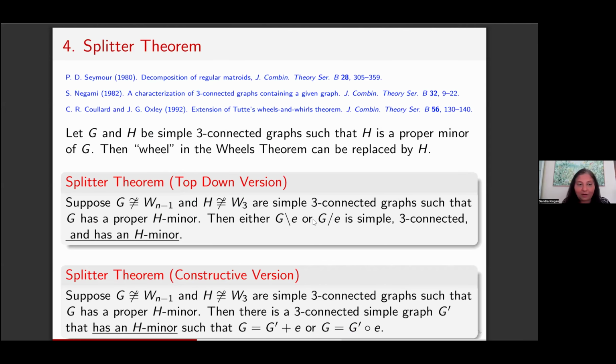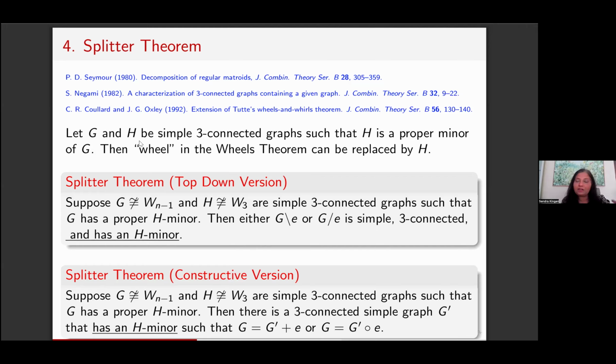So the splitter theorem appeared in 1980 in Paul Seymour's decomposition of regular matroids. And then in 1982, Negami gave an entirely graph-theoretic proof of the graph version of it. The splitter theorem holds for matroids also. And then Coullard and Oxley extended it, simplifying the hypothesis a bit. So put these three things together and you get this result, which I think I have four versions of.